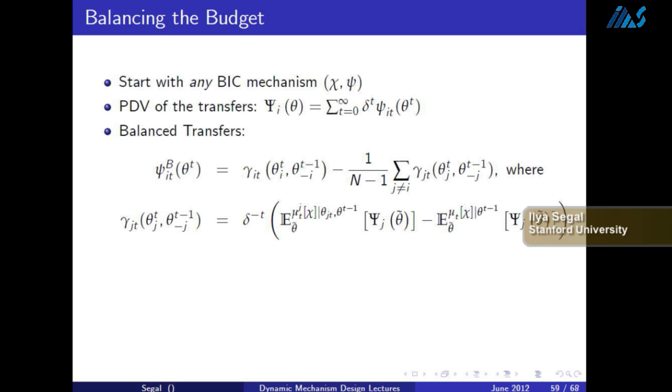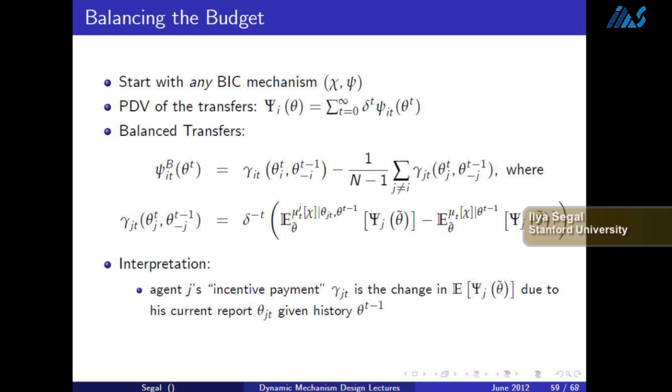Okay? So is it clear what it means? It's a bit of notation, but the general idea is very simply how the agent's current type realization changes his expected present value of what he was supposed to get in the original mechanism. And that's what I said, given that we already know all the history. So budget balance is already obvious from the first line.